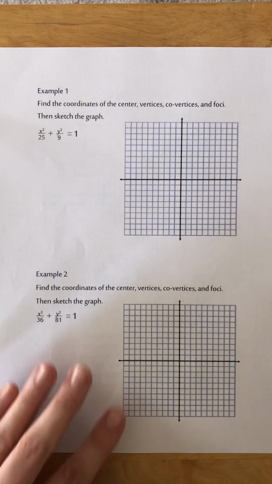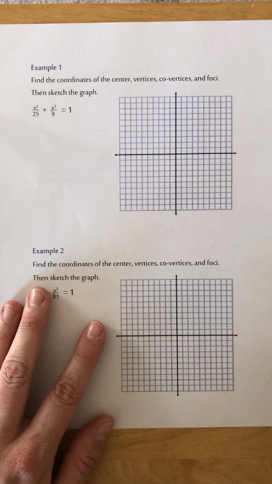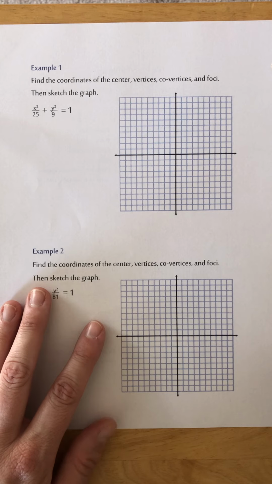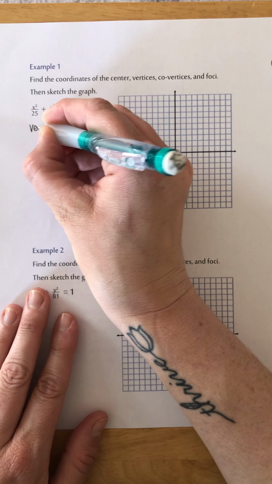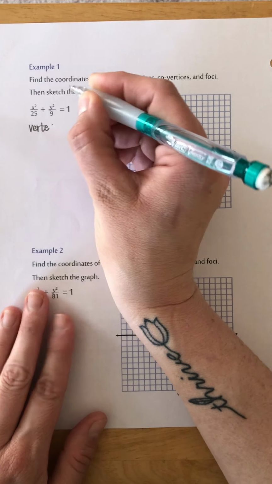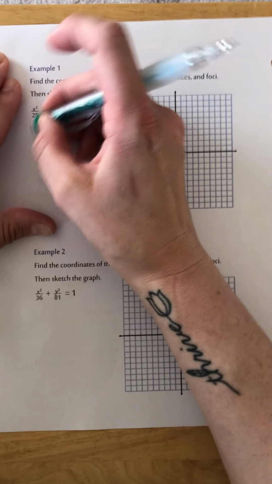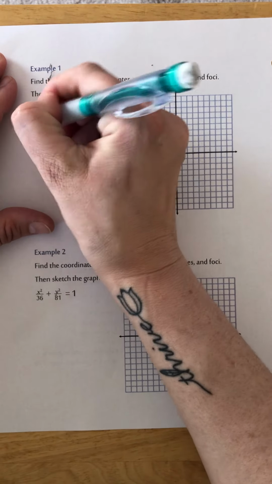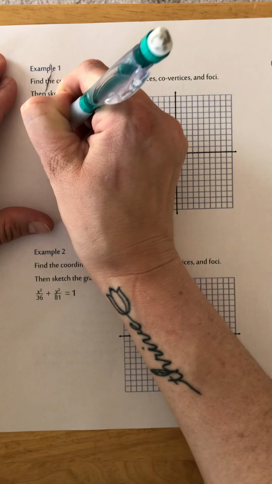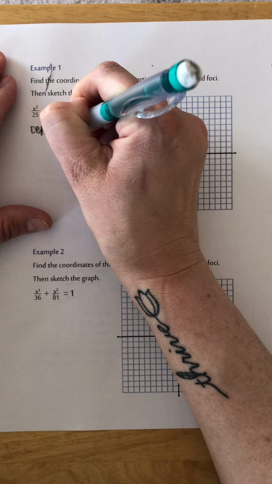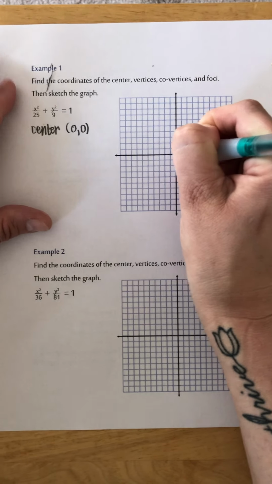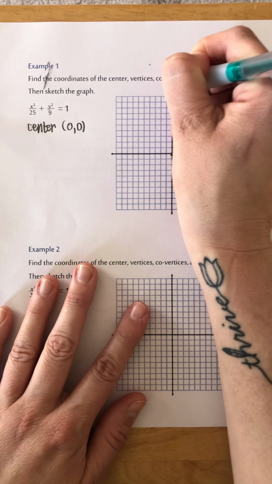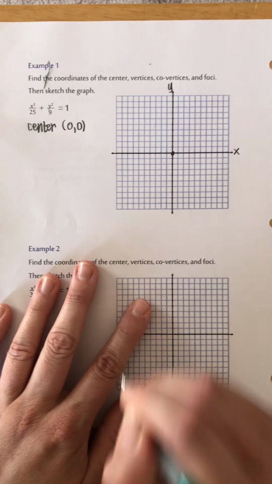So let's just jump right into example number 1. It says find the coordinates of the center, vertices, co-vertices, and foci, and then sketch the graph. I already told you guys that we're starting off with the easy ones, the ones that are centered at the origin. I'm using the word center, but I wrote vertex, silly me. So right now our center is 0, 0. I'm going to plot that and label my axes.